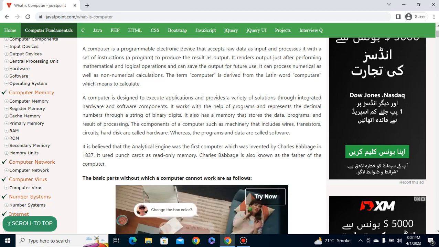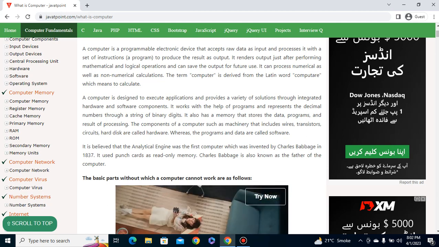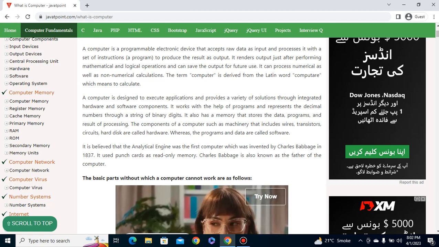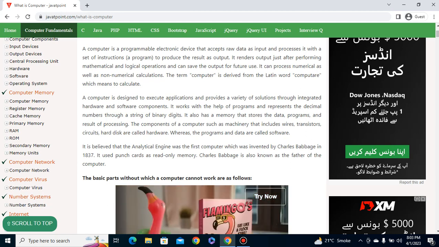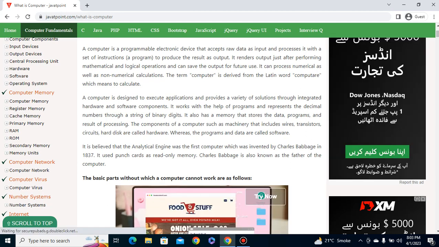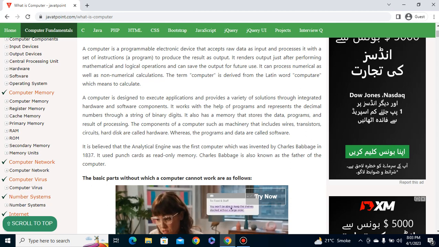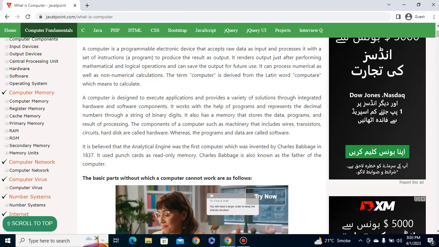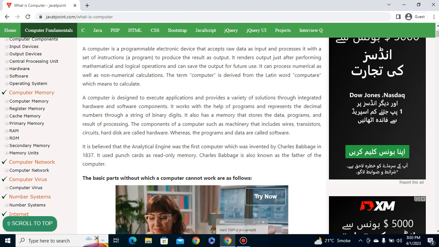It is believed that the analytical engine was the first computer, which was invented by Charles Babbage in 1837. It used punch cards as read-only memory. Babbage is also known as the father of the computer.